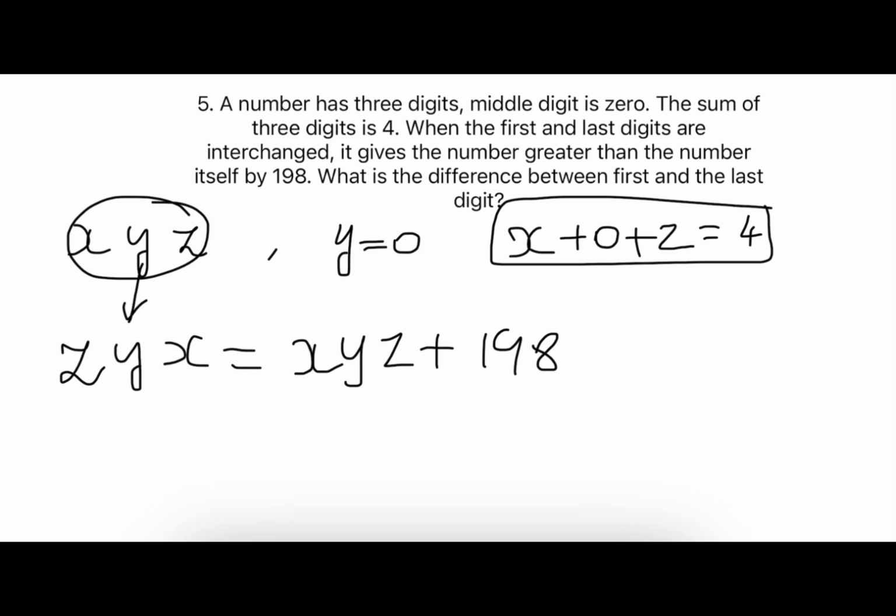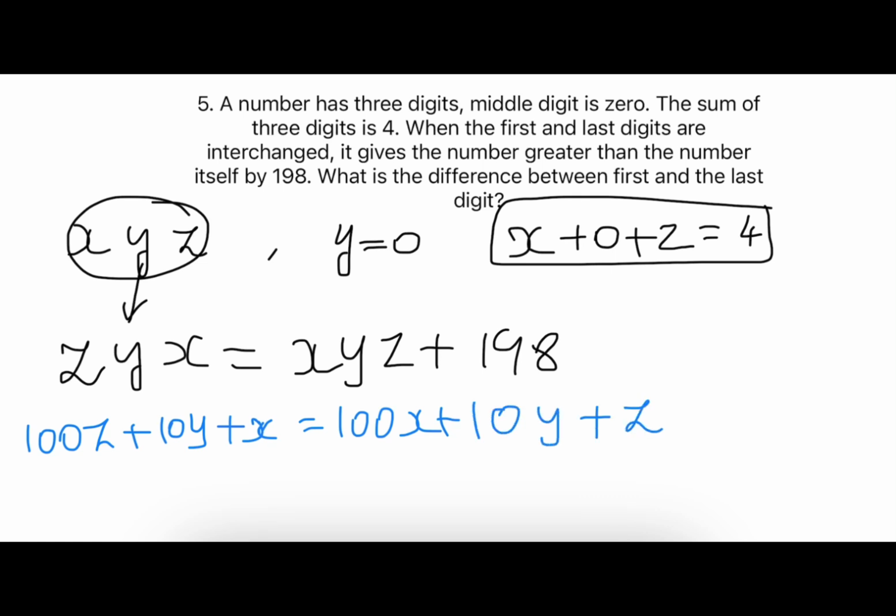Consider the units, tens and hundreds place. Write the value of each one of this. This is going to be 100Z plus 10Y plus X. That is the value of ZYX. Here it is 100X plus 10Y, is what I meant to say, plus Z. And here this is retained plus 198.